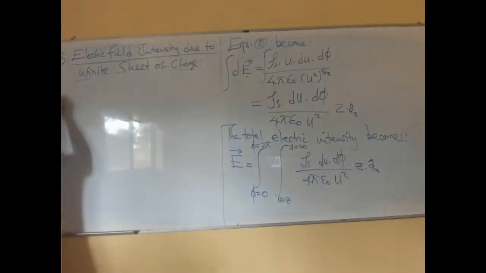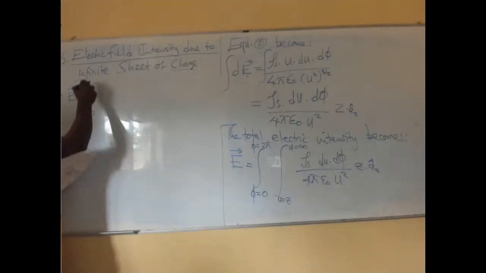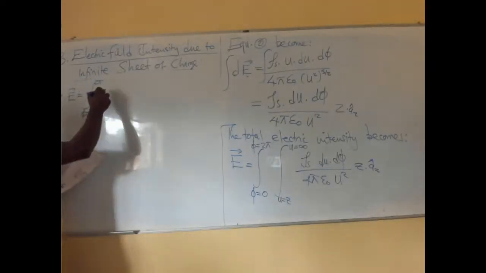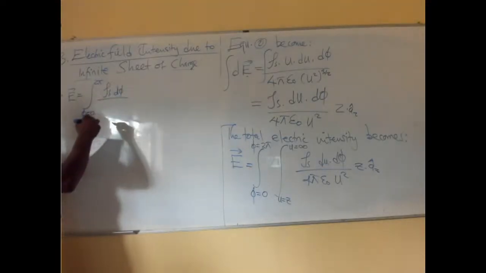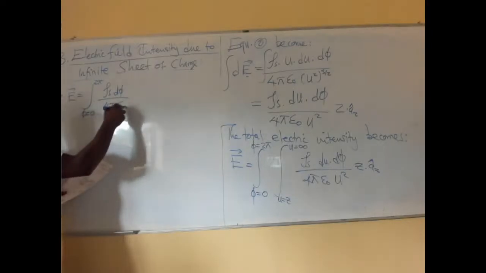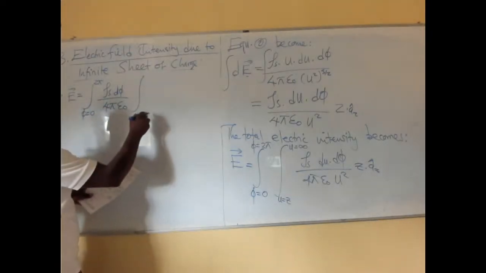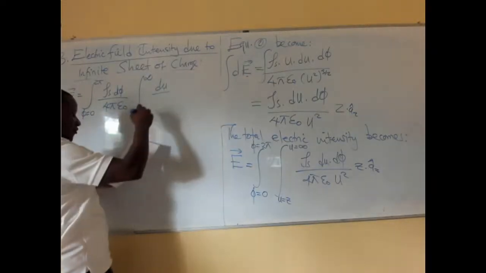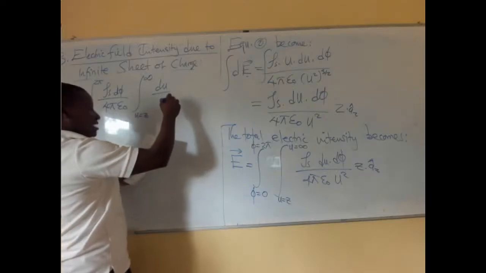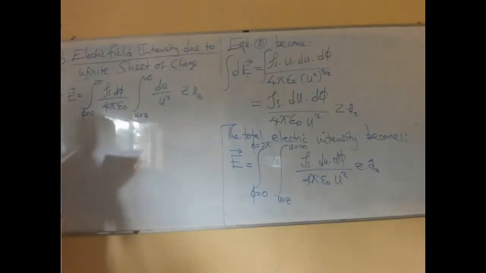So this implies that E must be equal to the integral of φ from 0 to 2π, of the charge density over 4π ε0. Again, we have to multiply that, u going from z to infinity, of du over u squared, into z of az as a unit vector.